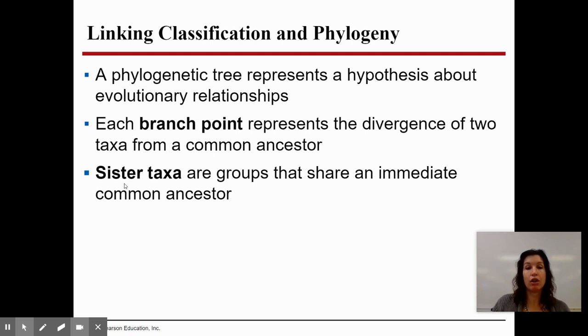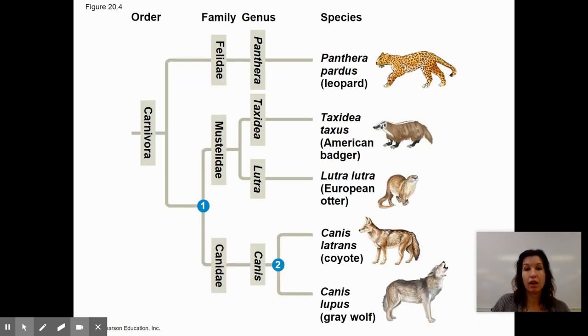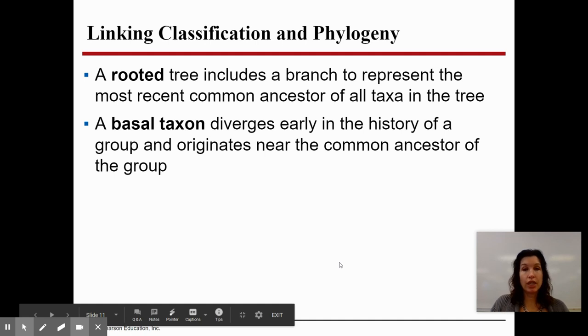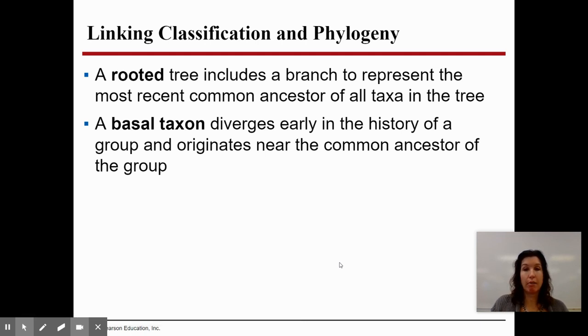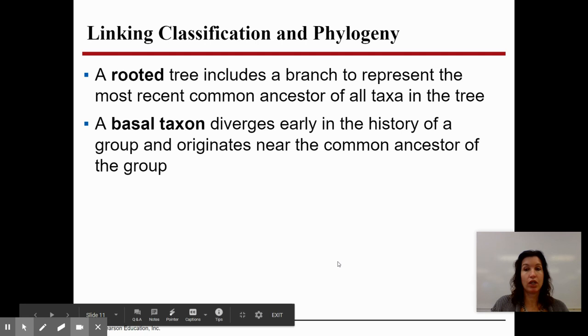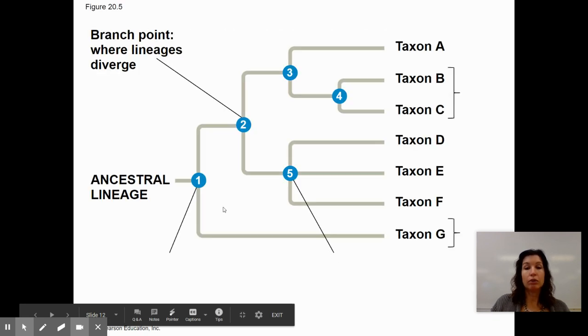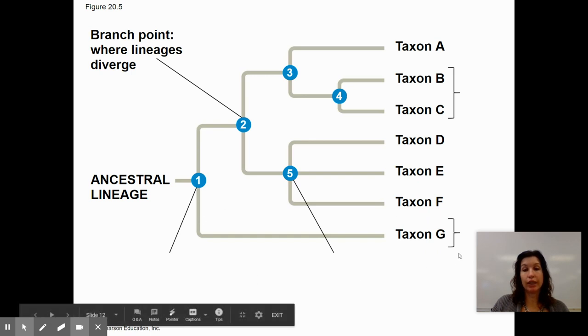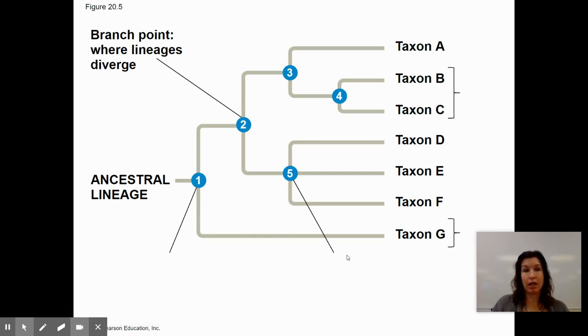And then sister taxa are groups that share an immediate common ancestor. So these two are sister taxa, these two are sister taxa. A rooted tree includes a branch to represent the most recent common ancestor of all organisms in the tree. And then a basal taxon diverges early in the history of a group and originates near the common ancestor. So this right here, this would be our basal taxon. A lot of times we call this the outgroup. So this is the group that arises early on, and a lot of times we use this in comparison.